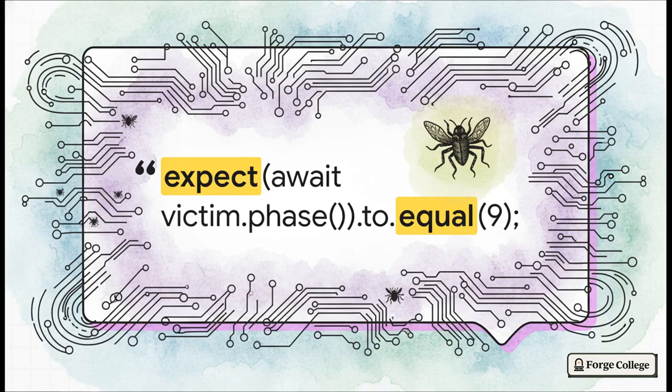To be absolutely sure, we check our on-chain storage with our JavaScript test. We expect the victim's phase to equal 9. The test runs, and it passes. The corrupted state is locked in, and the heist is a total success. By combining 2 tiny, seemingly harmless bugs, we manipulated the entire state of the contract.